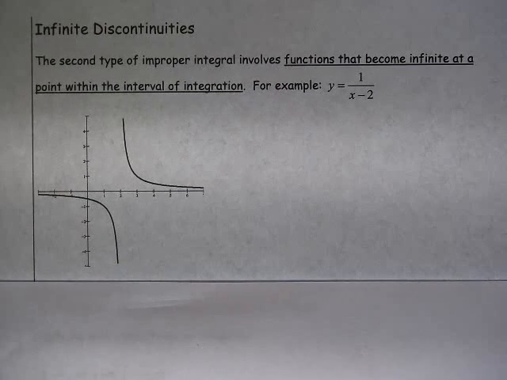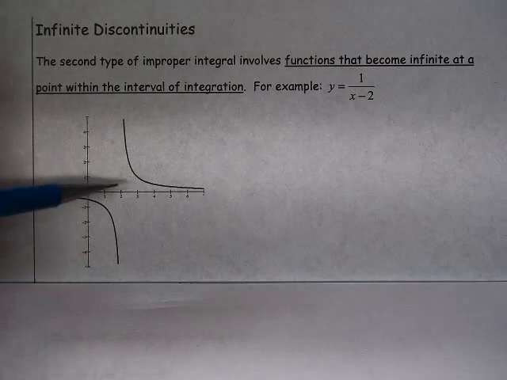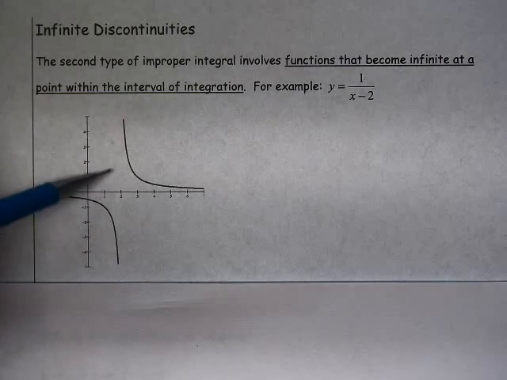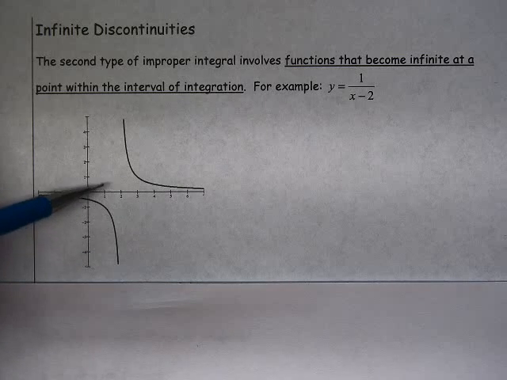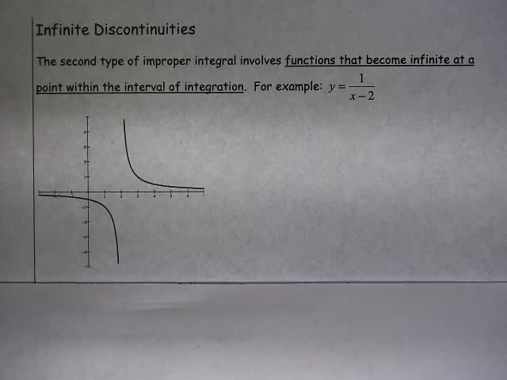The second type of improper integral involves an infinite discontinuity. So these improper integrals do not have infinity as the lower or upper limit, but the function itself approaches either infinity or negative infinity somewhere within our integration limits. So either at an endpoint or somewhere in between.